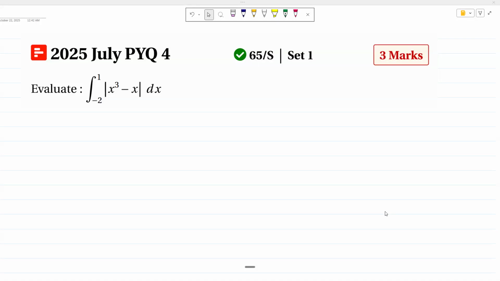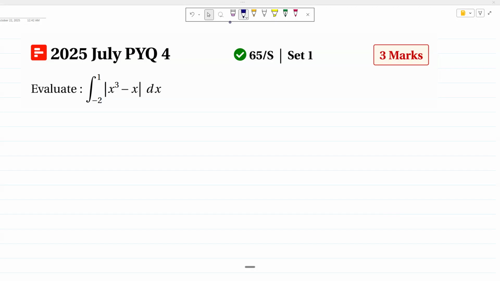Hi, you can see this question. This problem is from 2025 July, PYQ, set 1 paper. So this type of question you can often see in the examination.